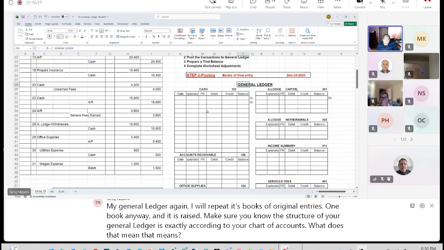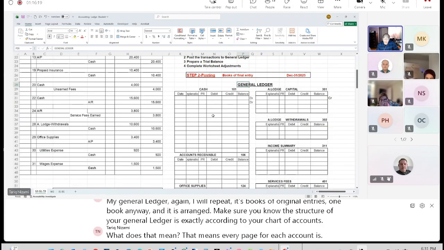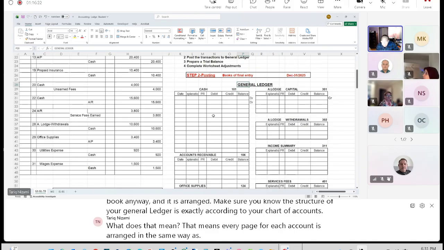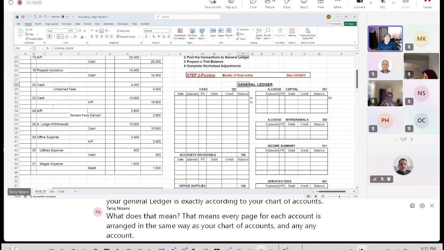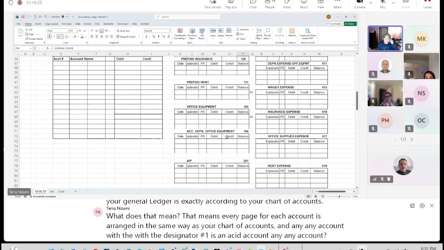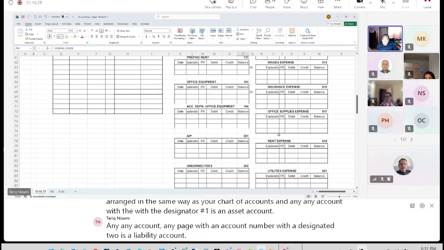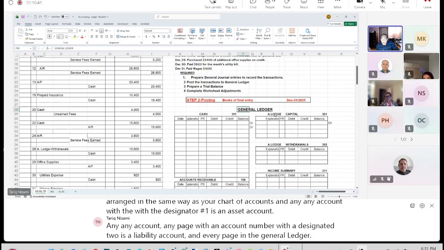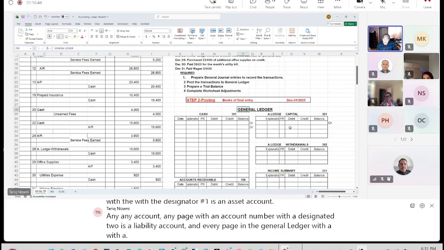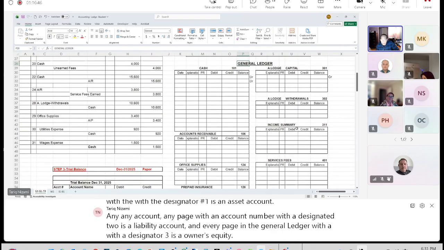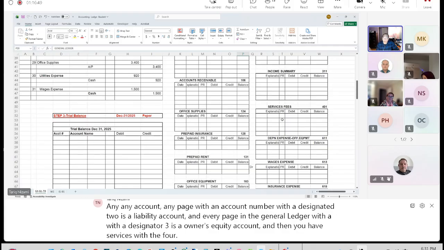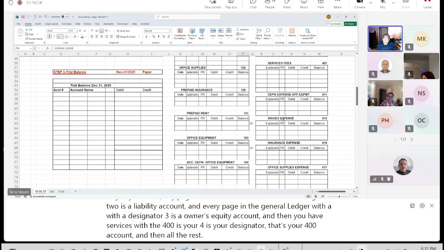That means every page for each account is arranged in the same way as your chart of accounts, and any account with the designator number 1 is an asset account. Any page with an account number with a designator 2 is a liability account. And every page in the general ledger with a designator 3 is an owner's equity account, and then you have services with the 400 as your designator. That's your 400 account, and then all the rest is 500 and 600.